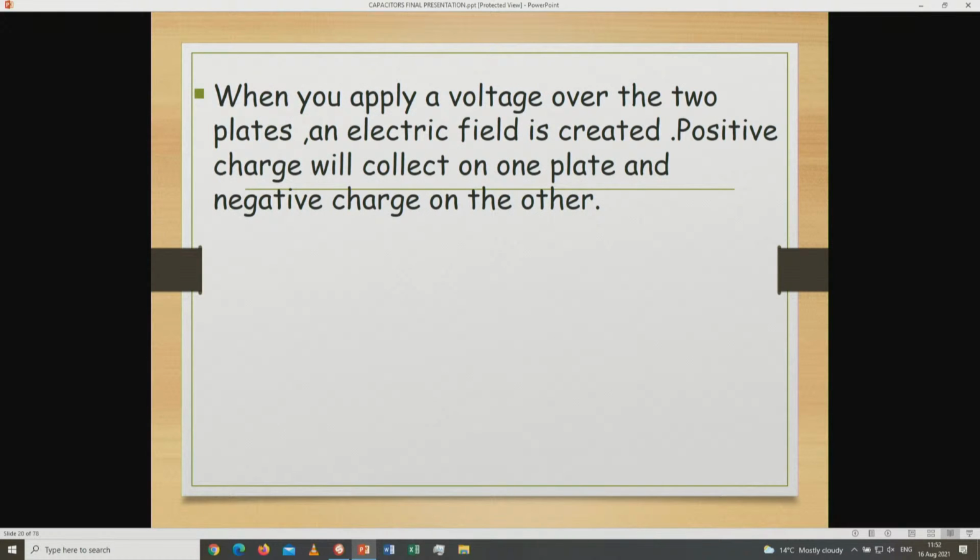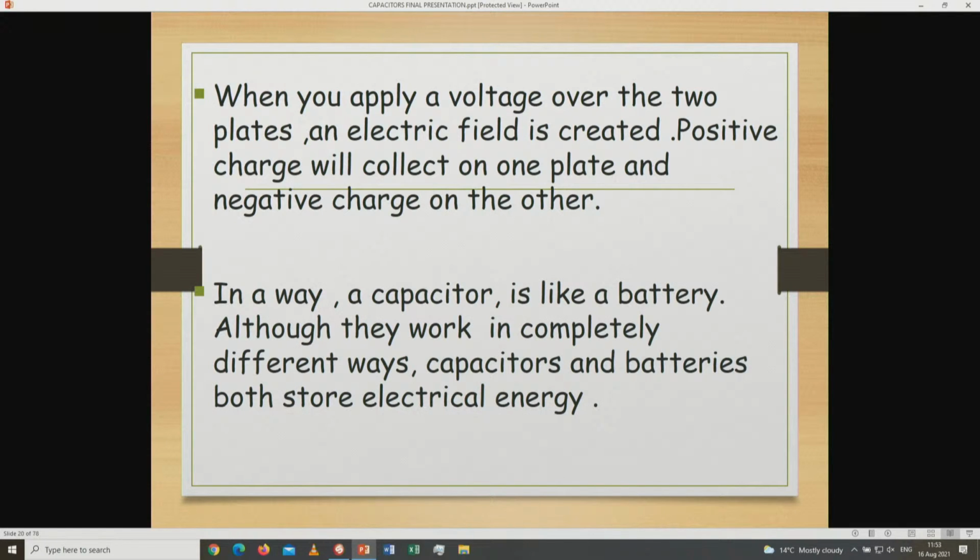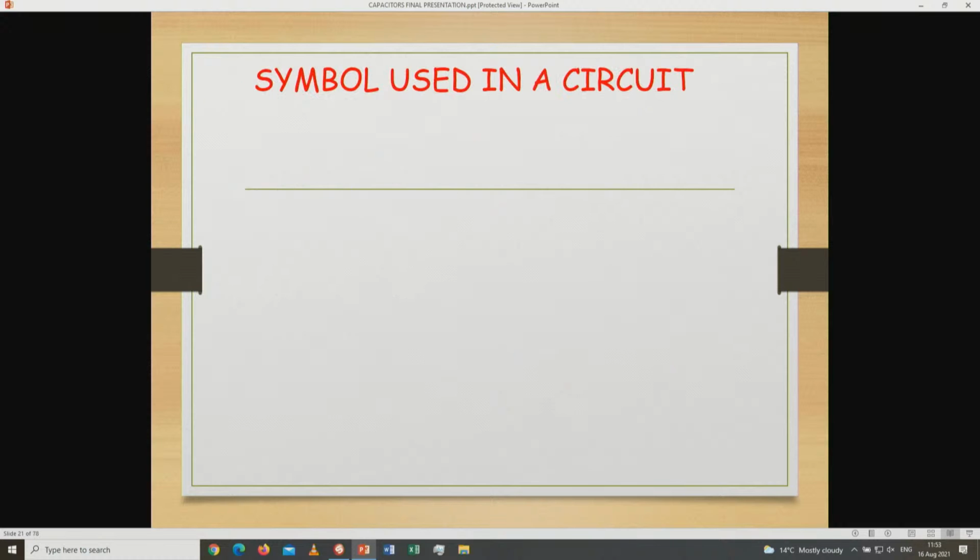Right, now let us look at when you apply a voltage over the two plates, an electric field is created. Positive charge will collect on one plate, and a negative charge will be on the other plate. I'm going to show you this later on. In a way, a capacitor is like a battery, although they work differently as indicated. A battery will store and also create a charge, whereas a capacitor will only store electrical charge.